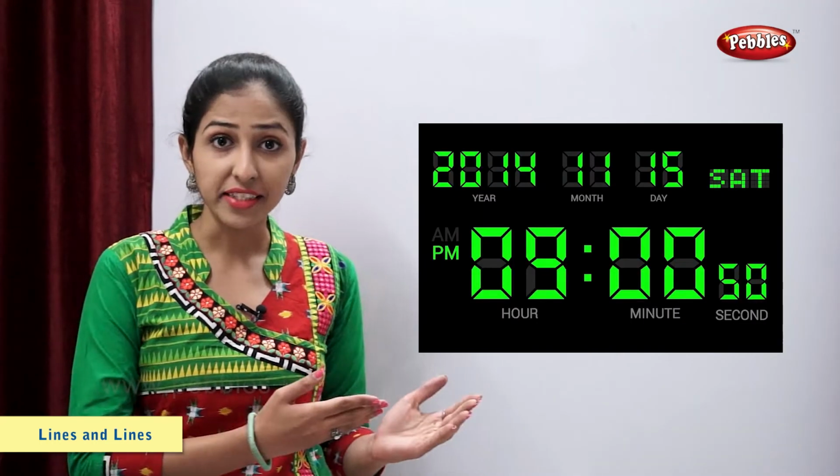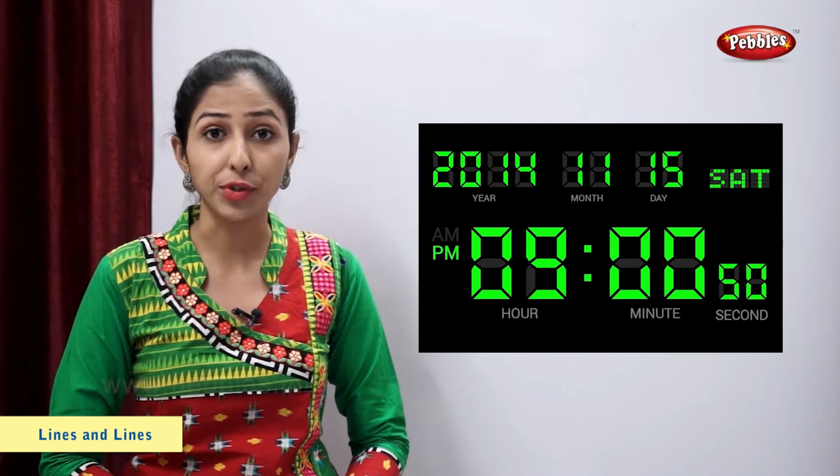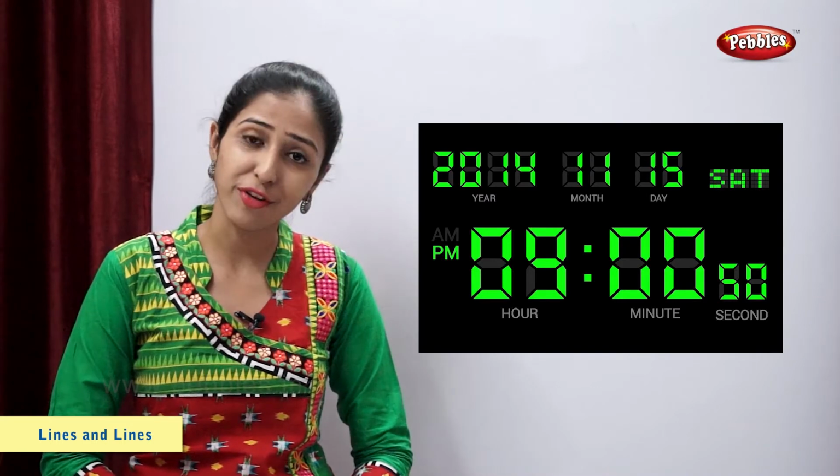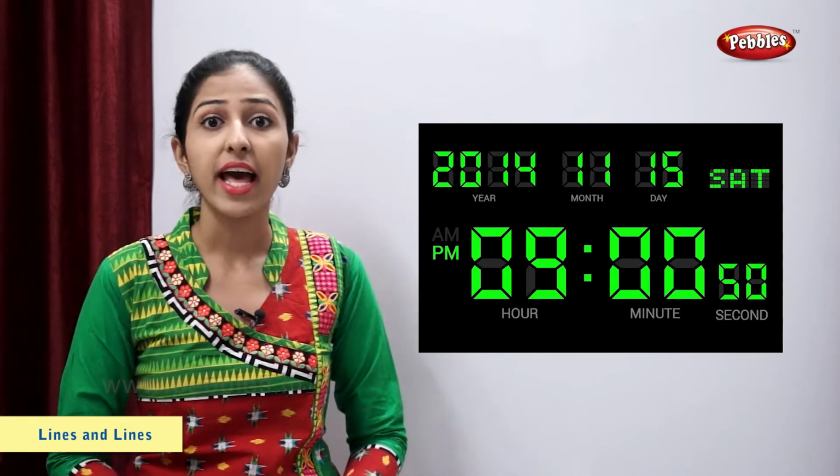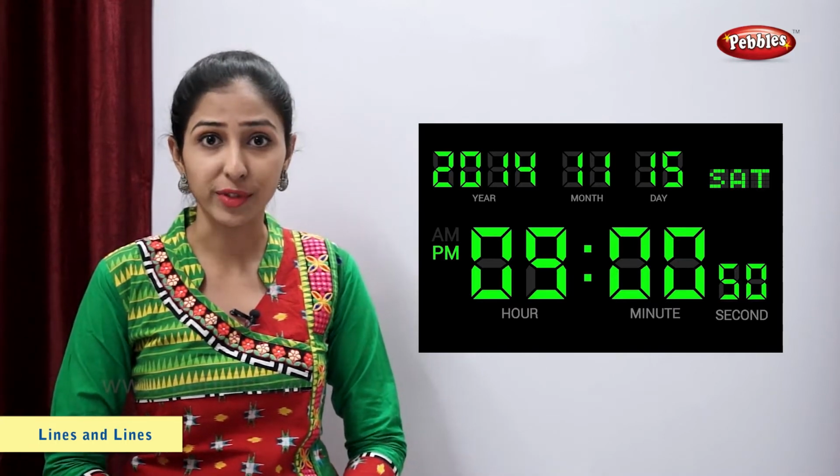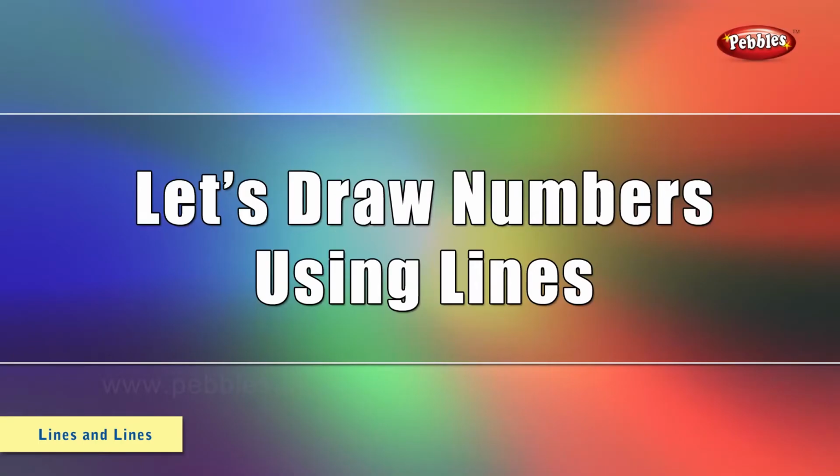Students, observe your surrounding carefully. You will see many different things made up of lines and curves. So, draw at least 10 objects in your notebook. But remember, use only lines and curves. Students, this is a digital clock. It shows the time and days of the week. The numbers and letters are shown using lines. Let's draw numbers using lines.